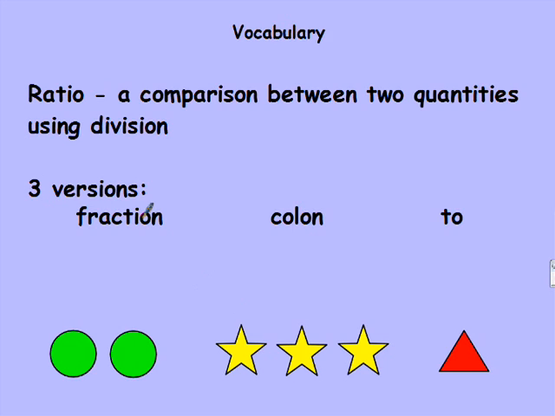Some vocabulary. Ratio is a comparison between two quantities using division, and we can either make them look like a fraction, we can use a colon, or the word "to". So if we're comparing the number of circles to stars, we could write it 2 over 3, 2 colon 3, or just 2 to 3.